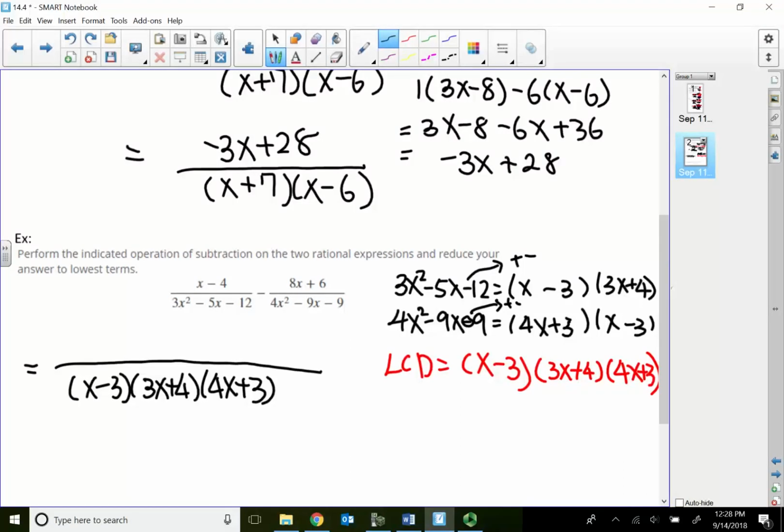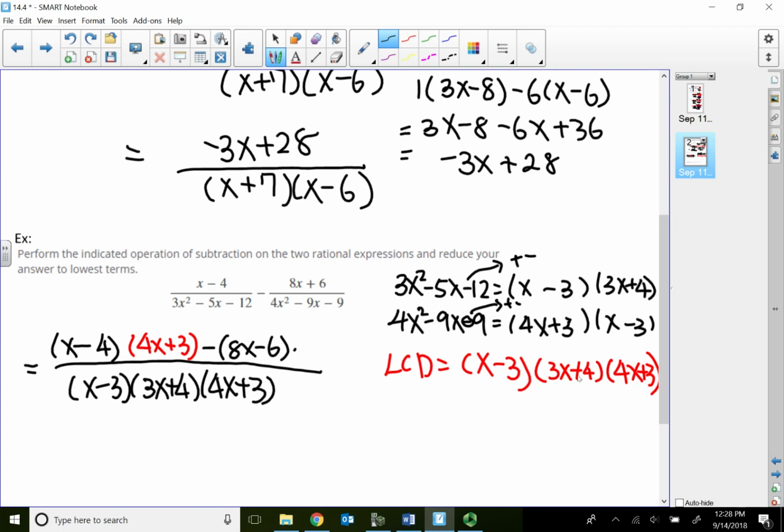All right, let's see what we can go into. What does my LCD have that the first denominator does not have? The first denominator is missing 4x plus 3. So we take that, 4x plus 3, times my numerator, which is x minus 4. The numerator also needs to be multiplied by 4x plus 3. Then minus, 6x minus 6 is the other numerator, put it in parentheses, times.